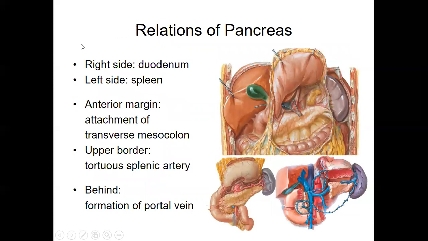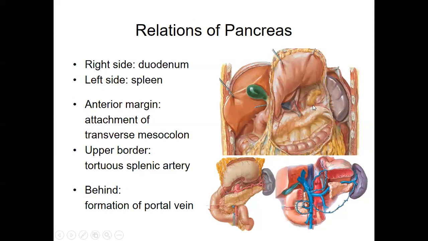For the relations of the pancreas, on the right side we have the duodenum, and on the left side we have the spleen. In the anterior margin, there is the attachment of the transverse mesocolon. You can see here in the anterior margin, this is the transverse mesocolon.